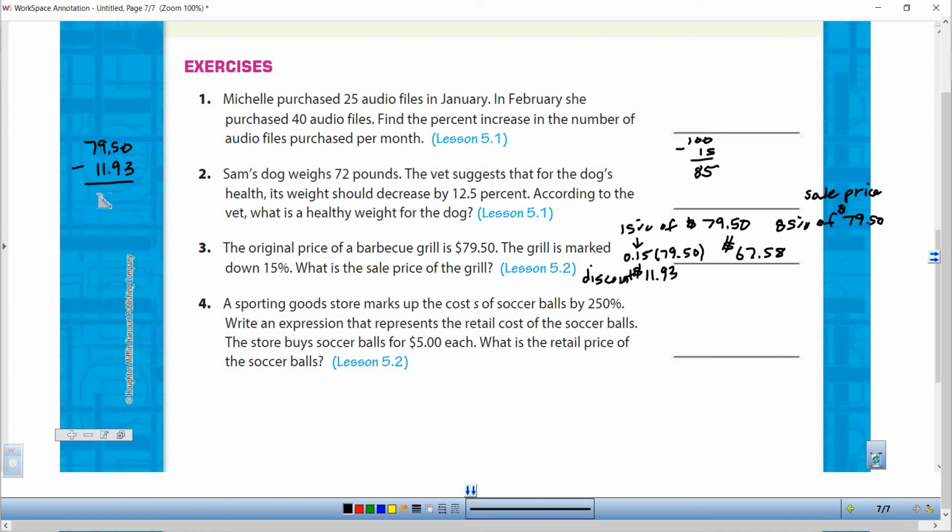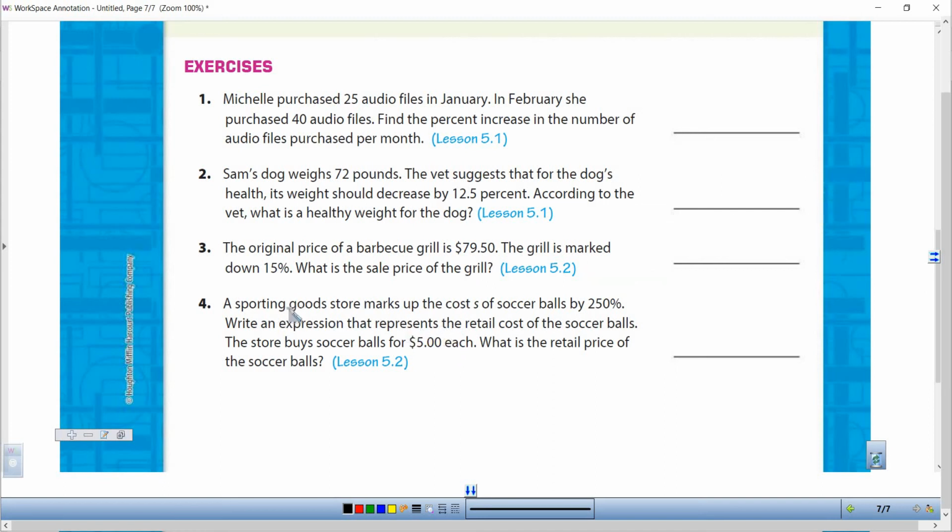All right, so this one again would be 67.57, and this one the other way was 67.58. Give or take a penny. All right. Okay, and last one. What about this one right here? A sporting goods store marks up the cost of soccer balls by 250%. Write an expression for the retail cost of the soccer balls. The store buys the soccer balls for $5 each.